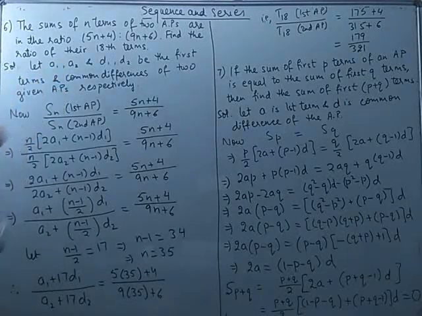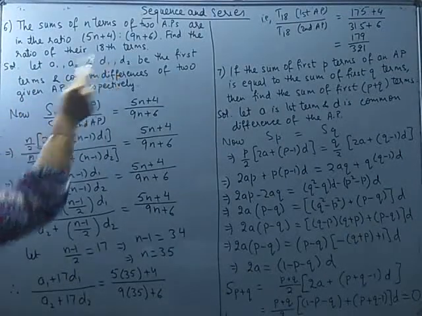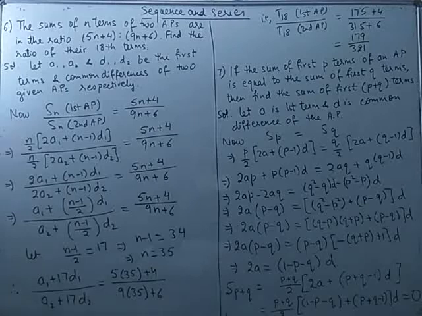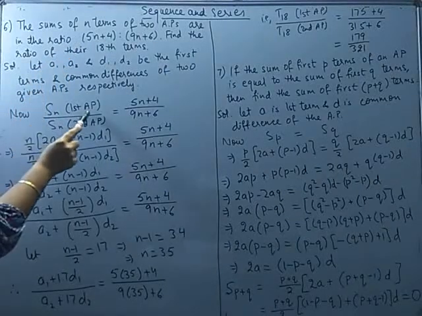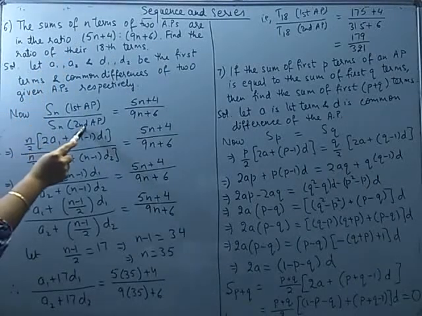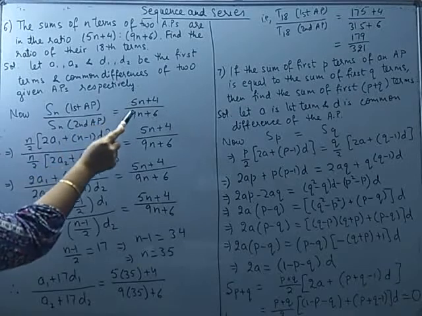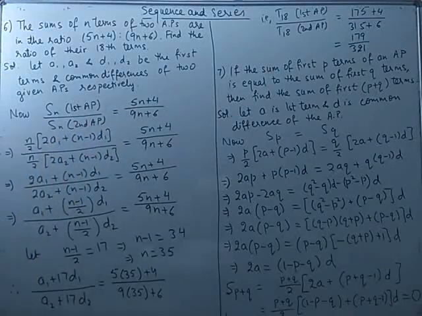Say A1 and A2 are denoting the first terms of both the APs, first and second, and D1 and D2 are denoting their common differences. Now let us use the given conditions. It says the sum of n terms of the first AP over the sum of n terms of the second AP is (5n plus 4) over (9n plus 6). So let us write the sum of n terms for both.